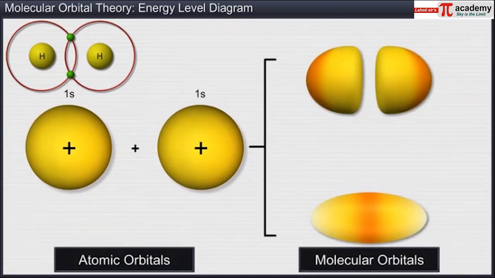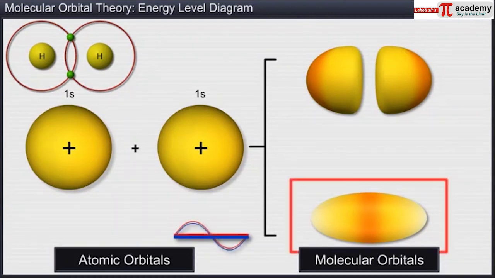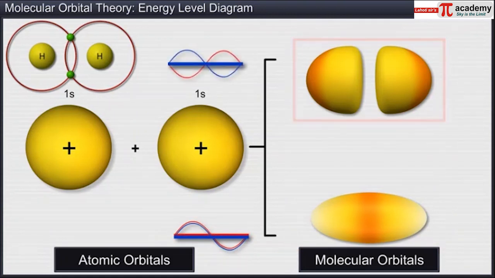One of these two molecular orbitals is formed due to the constructive interference of the two 1s wave functions, and the other is formed due to the destructive interference of the two 1s wave functions.